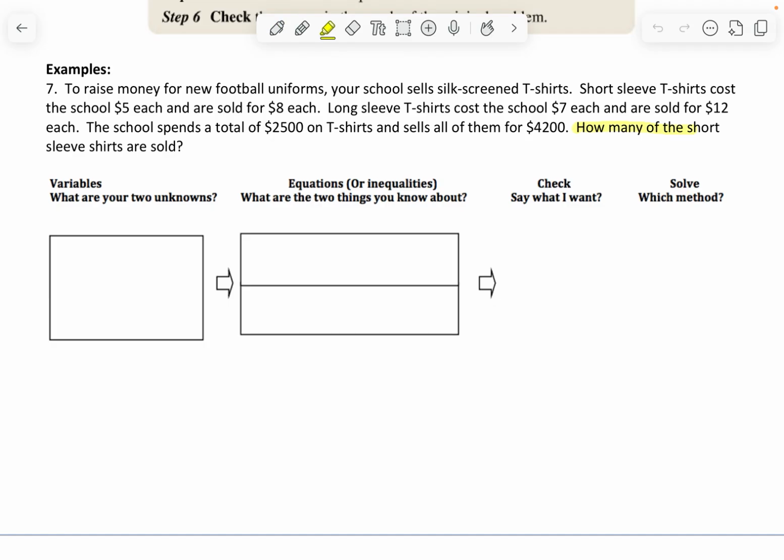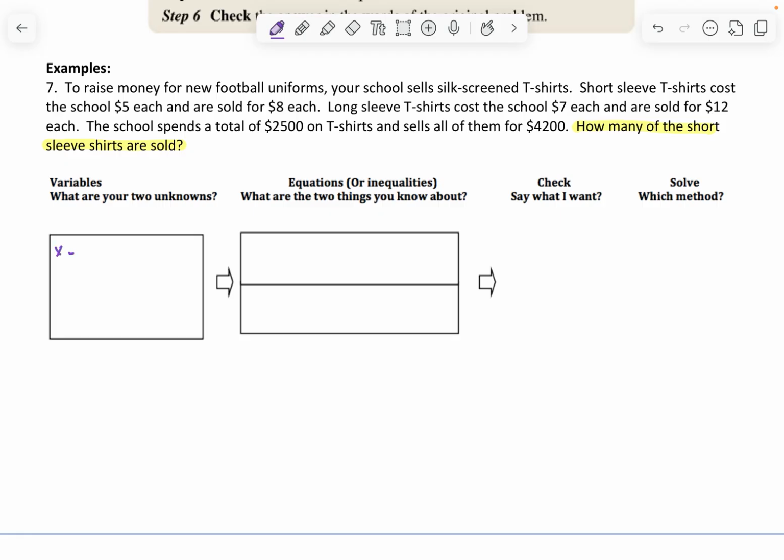Now, the question is always the best place to look. It's usually at the end. It's the best place to look for what your variables should be. And the question is how many. So what we don't know in this problem is the number of t-shirts that are sold. And we have two different kinds, short sleeve and long sleeve.